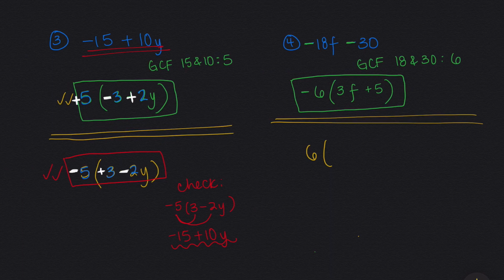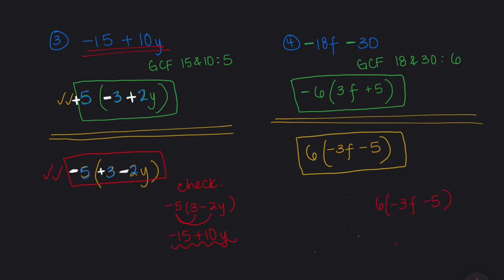We can ask ourselves here, negative 18f divided by 6 gives us what? The answer here would be negative 3f. Next, we ask ourselves, negative 30 divided by 6 gives us what? And that would be a negative 5. We can close our parentheses since we have no more terms there. And that leaves us with this as our answer.